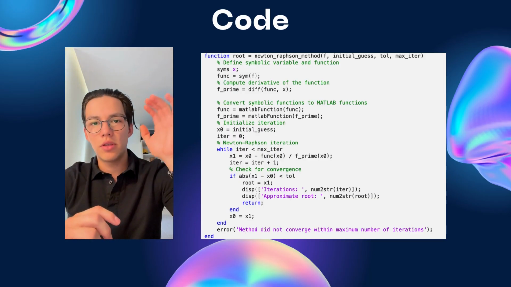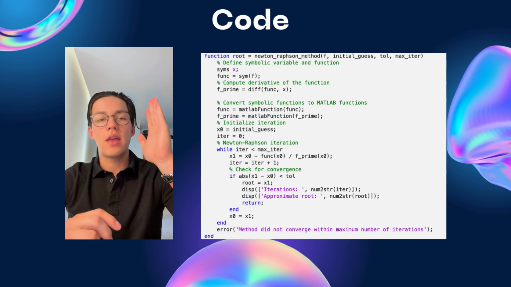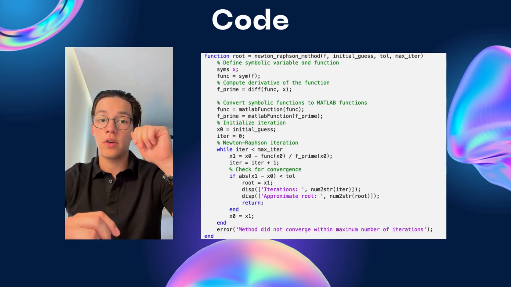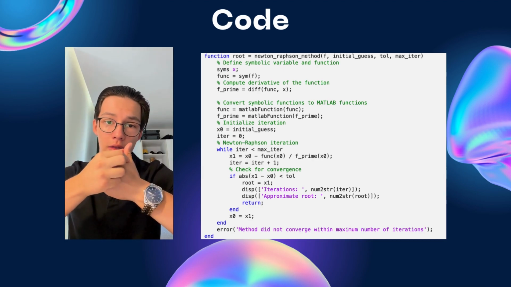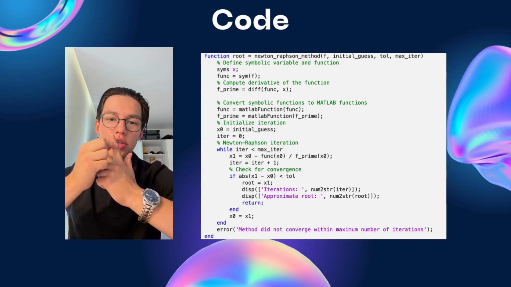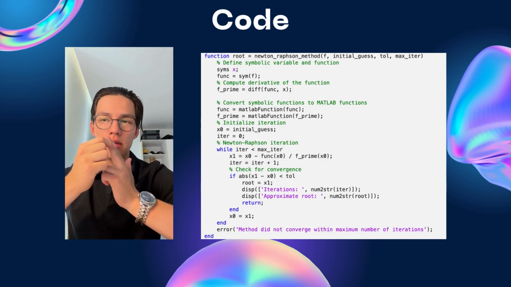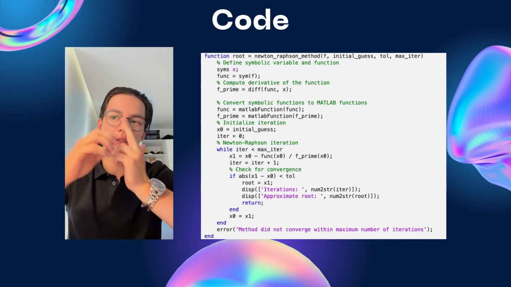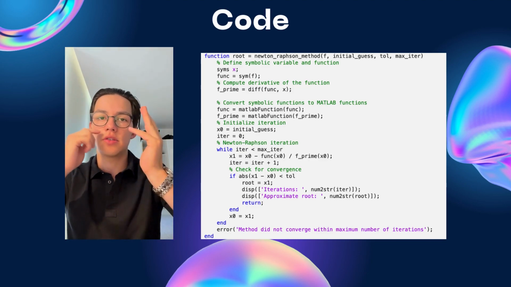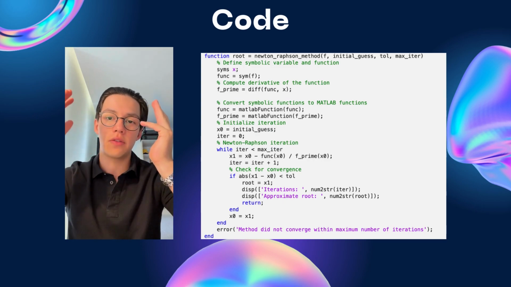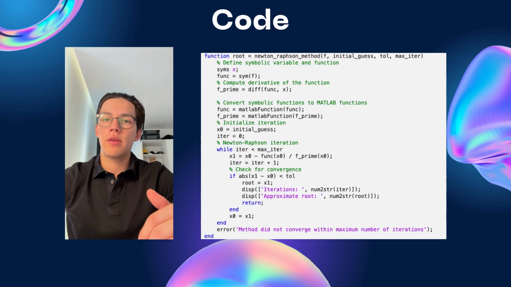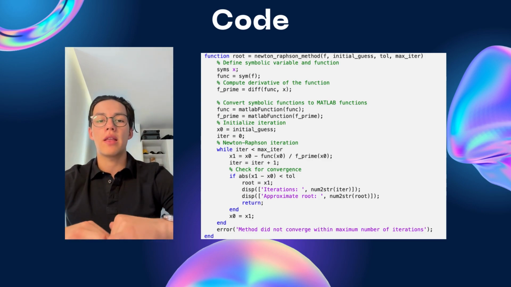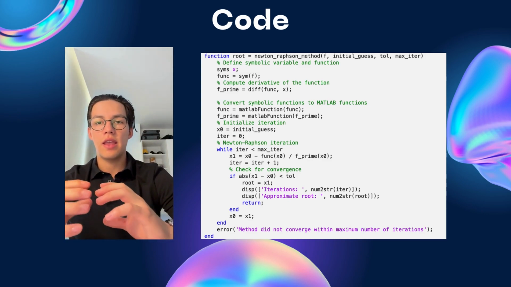Okay, now that we know the theory, we can start on with the code. And so we start with our function and the parameters, which are obviously the function, the equation, our initial guess, the tolerance, which is the convergence, and the max iterations, just so that if we have a lot of iterations, it stops. And so here we first convert them to symbolic functions and then to MATLAB functions. And then it is when we start.